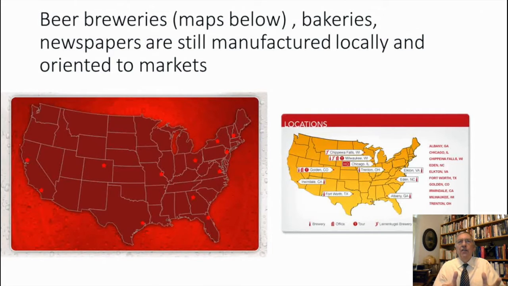With declines in shipping costs and improvements in transportation, bigger trucks, better roads, it then became possible, and you see a lot of the breweries in the same pattern. The red map, which is a little hard to see, I realize, are Budweiser breweries where they make the beer and then distribute it.